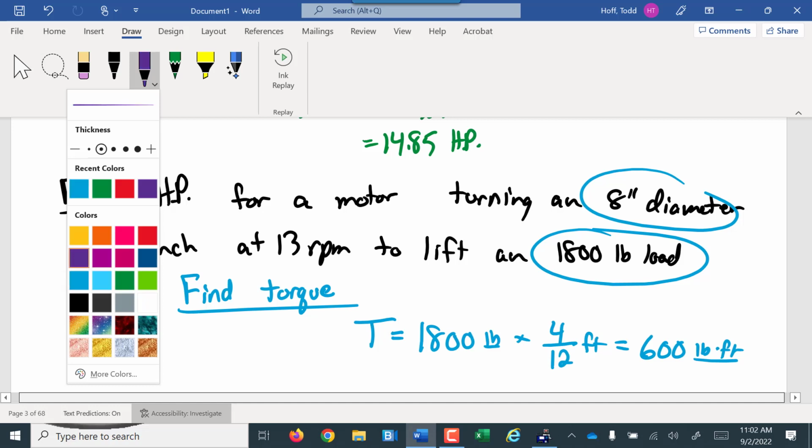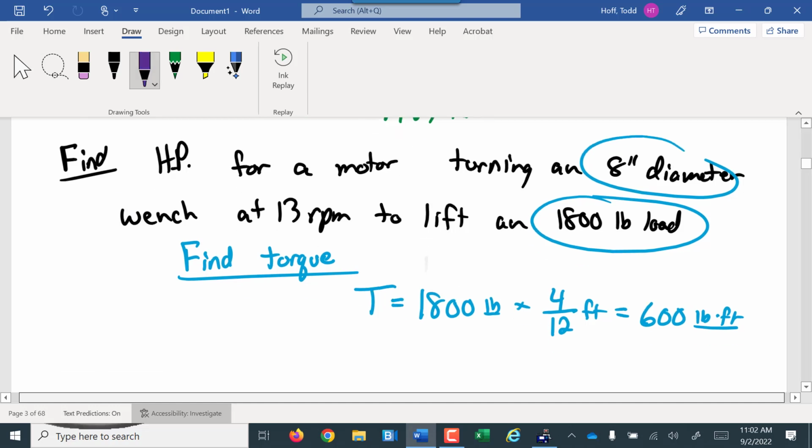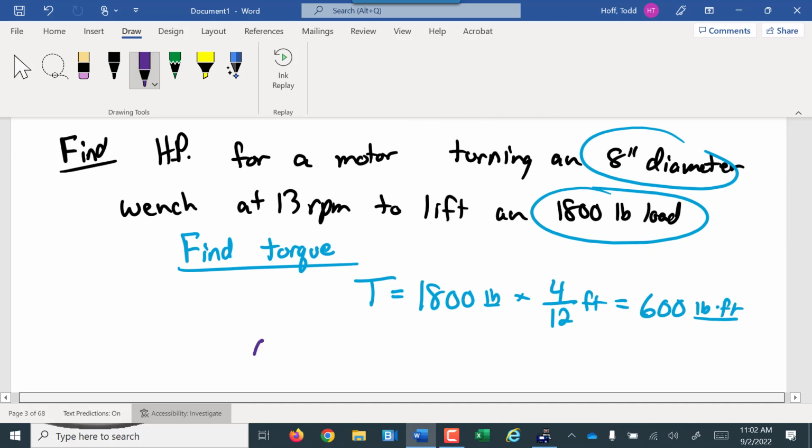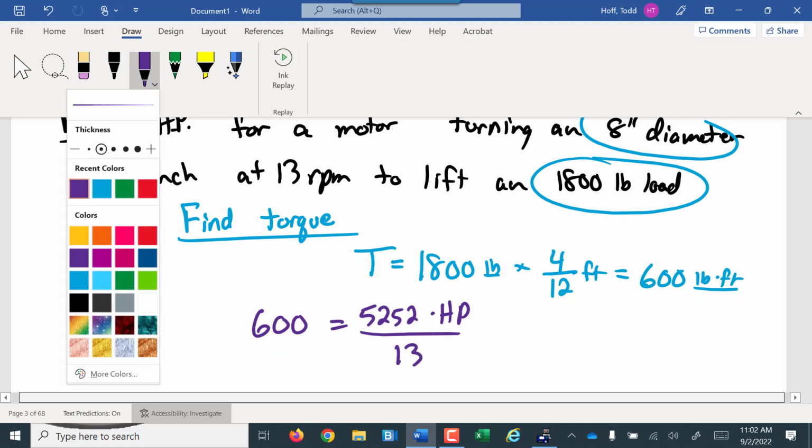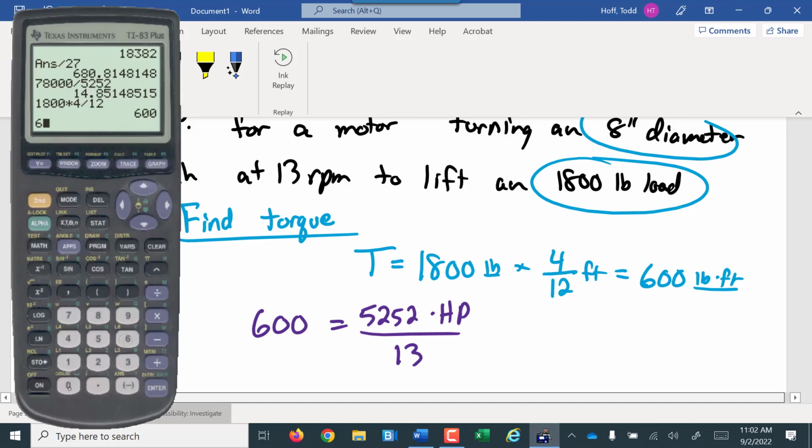So then we move to the next step, finding the horsepower. We know we need 600 pound-feet of torque. I'm just going to leave the units off to make it easier. 600 equals 5,252 times our horsepower over 13 RPM. So we start with the 600 times 13, and then divide by the 5,252. So 1.485 horsepower.